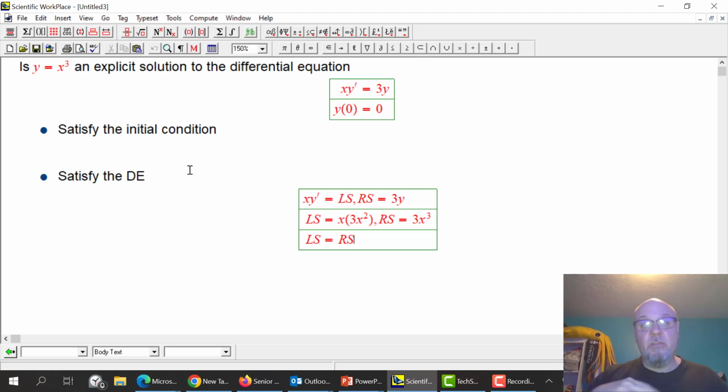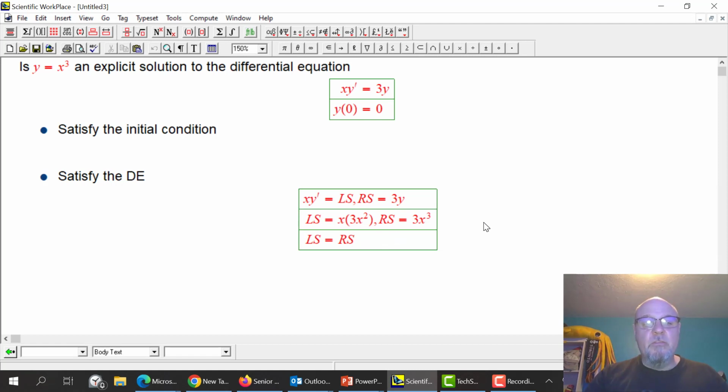So it's explicit, and it satisfies those two properties. It goes through the initial condition and satisfies the differential equation. So now we've answered that question. Let's do a little bit more with this question.